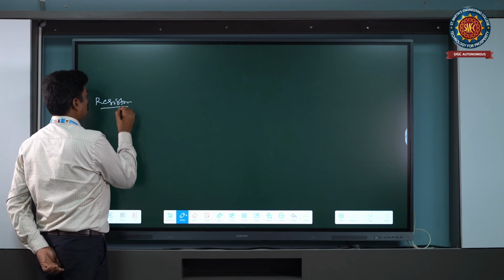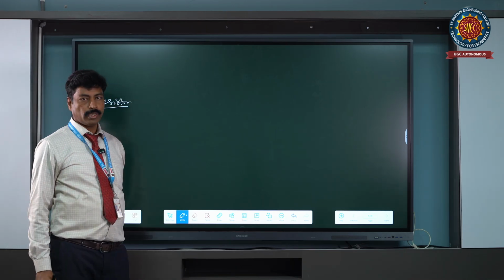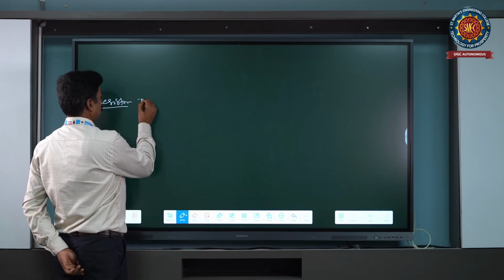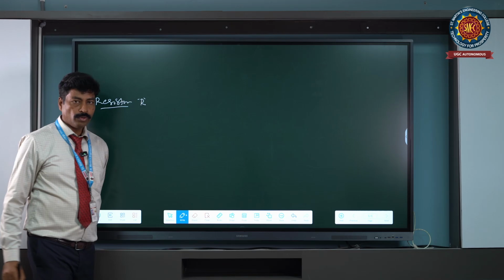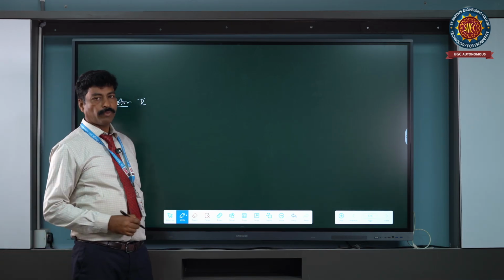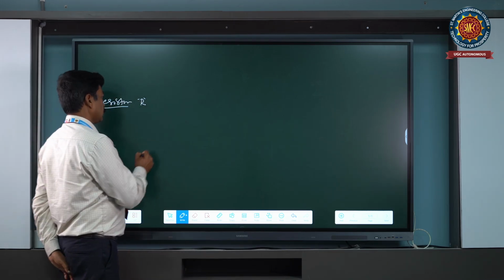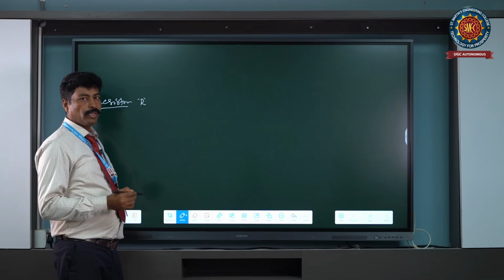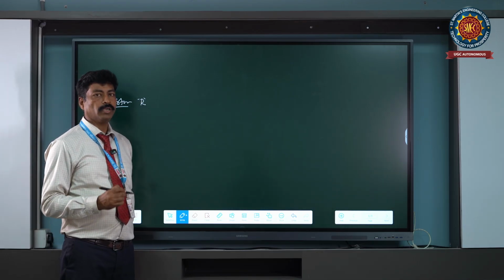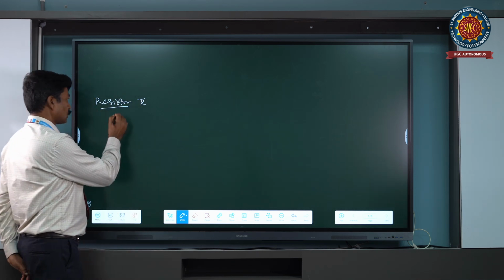The resistor is a basic component. The resistor opposes the flow of current. It is represented by capital R, and its unit is ohms. In this circuit, the diode connected in forward bias is in the on condition. When the diode is connected in reverse bias, it is in the off condition. The diode's on and off condition means the diode acts as a switch.